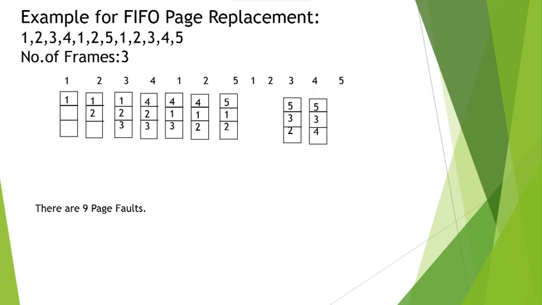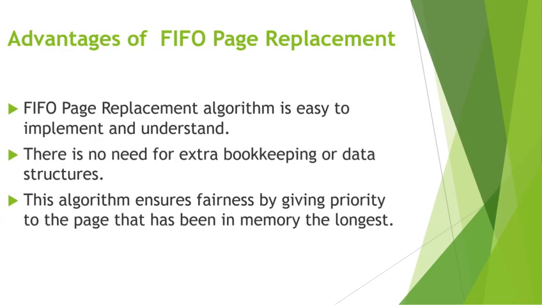Next 3 is not present in the main memory and it is replaced with 1 by following the concept of FIFO and here we get 5, 3, 2, and here also we get a page fault. Next one is 4. It is replaced with 2 by following the concept of FIFO. Here we get a page fault and the last one is 5 which is already present in the main memory and here we don't get a page fault. Total page faults here are 9. Just now we saw an example for page replacement.